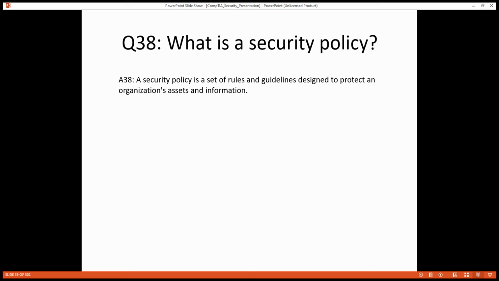Q38. What is a security policy? A38. A security policy is a set of rules and guidelines designed to protect an organization's assets and information.